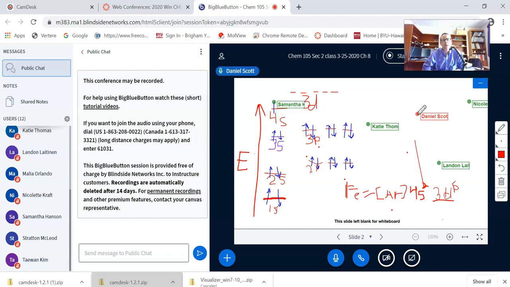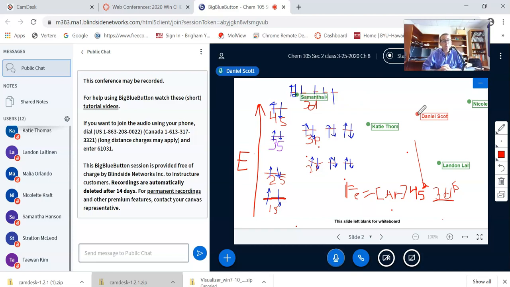Okay, so we got 4s. Very good. 2. And then 3D, how many? 1, 2, 3, 4, 5, and then 6. Very good.